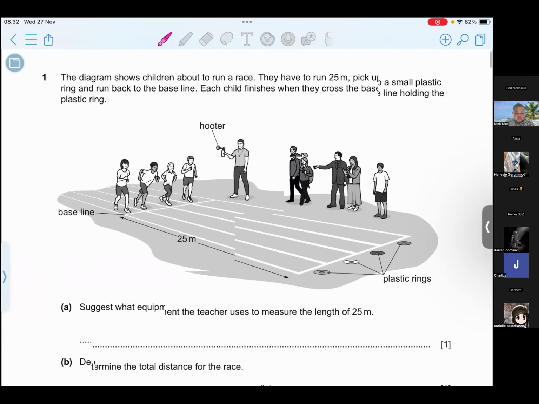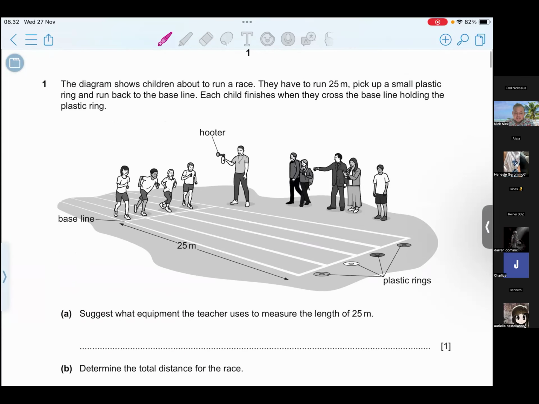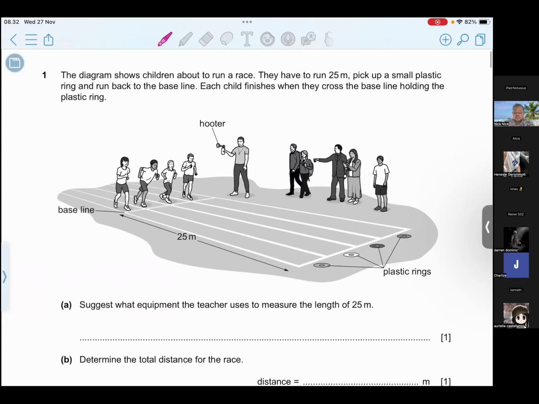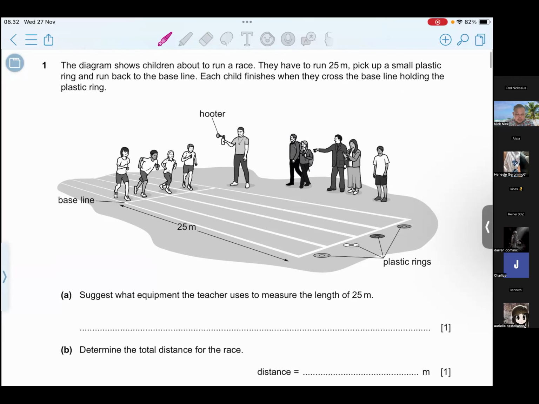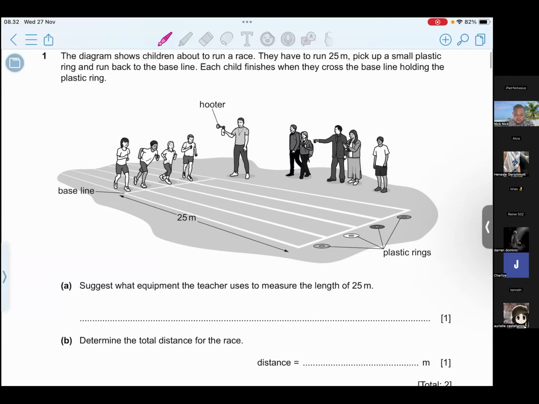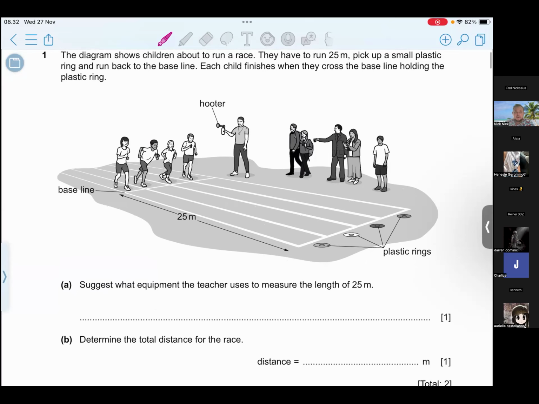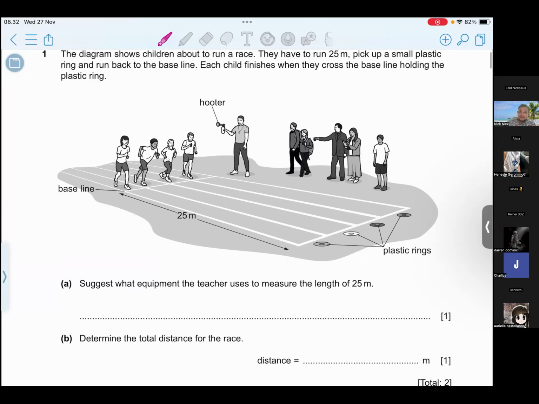The diagram shows children about to run a race. They have to run 25 meters, pick up a small plastic ring, and run back to the baseline. Each child finishes when they cross the baseline holding the plastic ring. Suggest what equipment the teacher used to measure the length of 25 meters. Of course, a meter ruler.